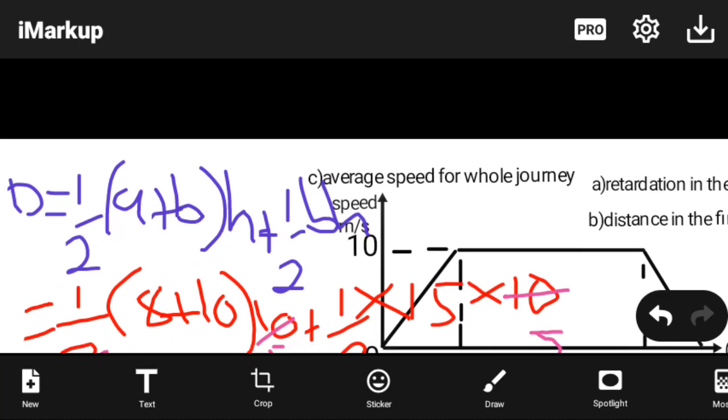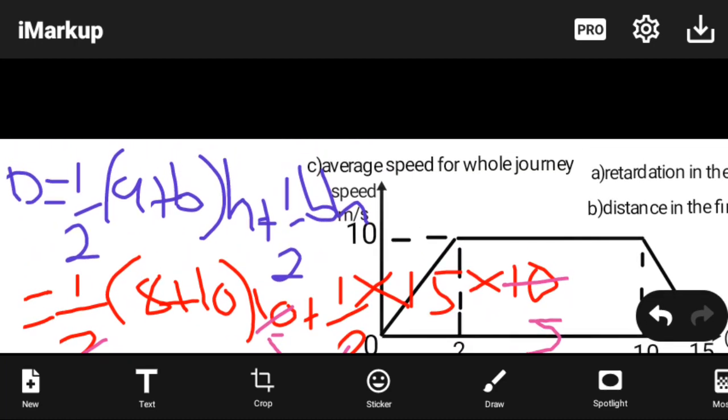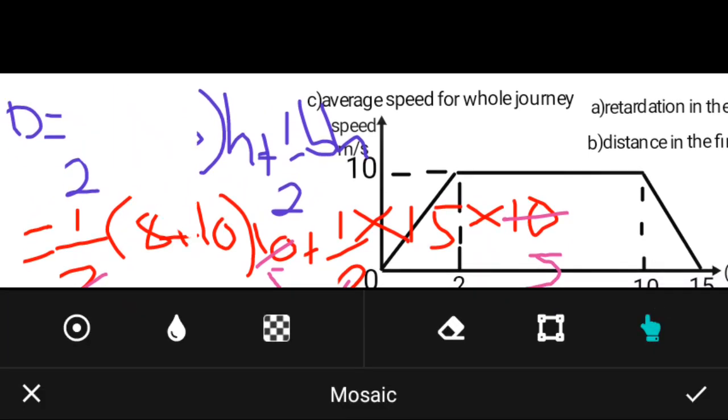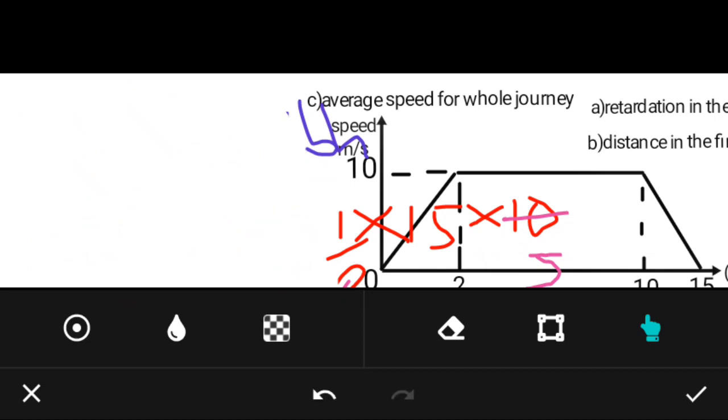So now let me just rub this part here. Let me rub this part here. Being late, it doesn't respect somebody.